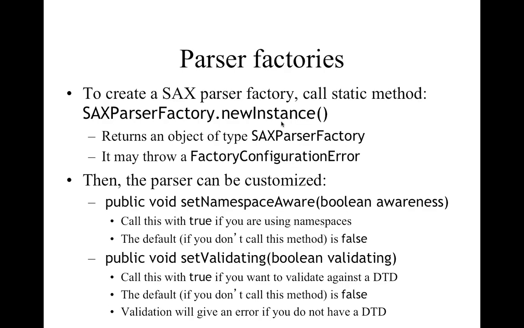Parser factories. To create a SAX parser factory, call the static method SAXParserFactory.newInstance. That's going to deal with it: if there is an instance already, it may give it back, or it may actually create a new instance. And if you want a namespace, you set namespace aware. That means it has to validate the namespaces.